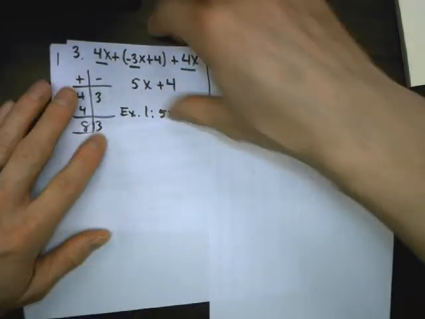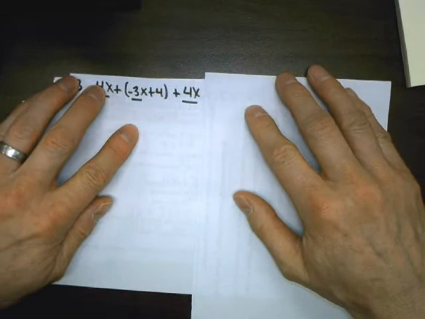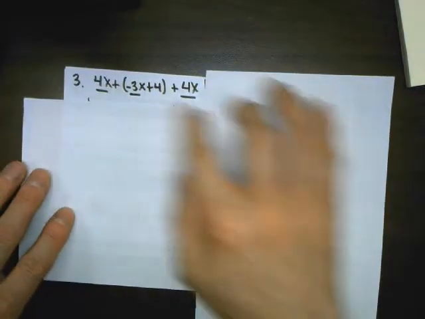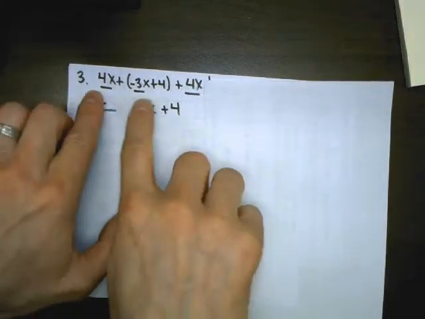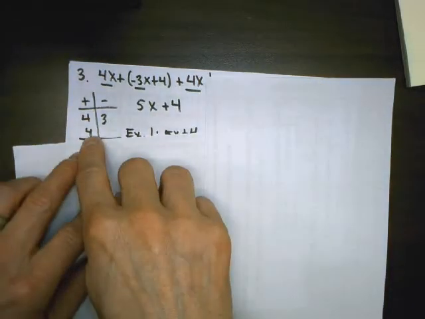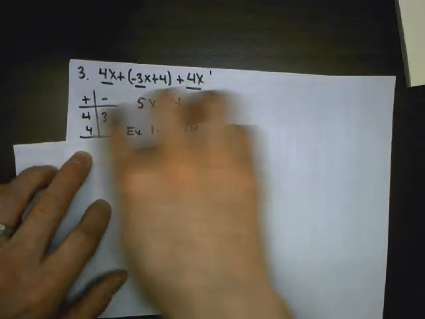Number 3 says, which expressions are equivalent to this right here? So what we've got to do is simplify this first, and I always distribute and combine like terms when I simplify, right? But there's nothing to distribute because there's no number right in front of the parentheses. So when I combine like terms, I add all my x's. I've got 4 positives, 4 more positives, and 3 negatives.